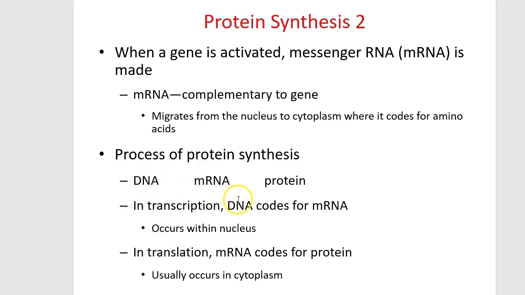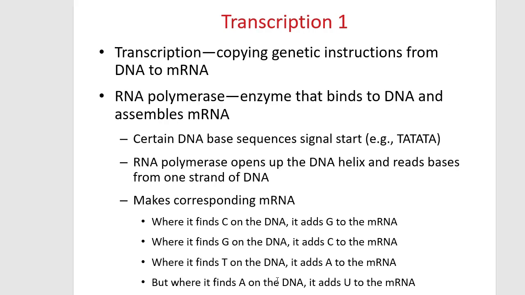So to go from DNA to mRNA is a process called transcription, and this occurs in the nucleus. To go from mRNA to protein is called translation, and that occurs in the cytoplasm. So make sure that you know those 2. Transcription is DNA to RNA. Translation is mRNA into a protein.